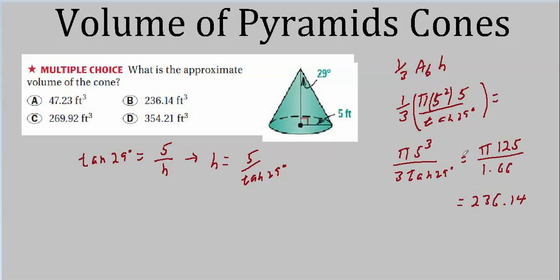If you do all that, you get a number something like this, which works out to 236.14 if you don't really round things off. If you actually write it this way and compute it, you get like 236.56. That's because this number here is rounded off. Well, that looks just like this, doesn't it? So the answer is B.